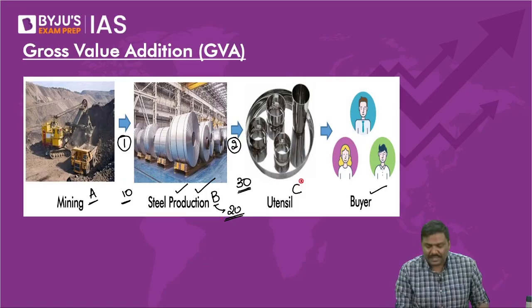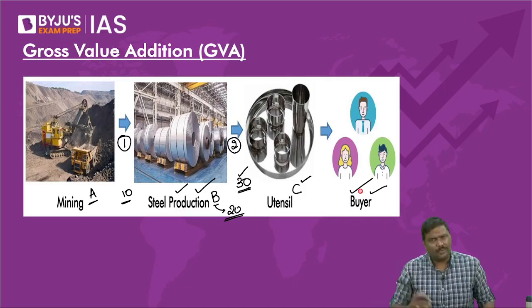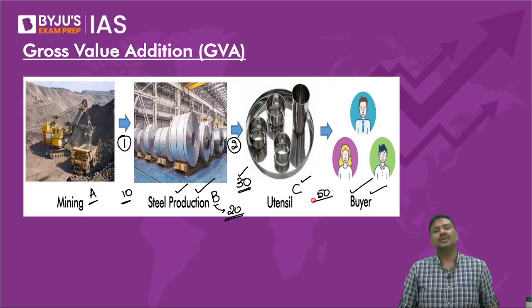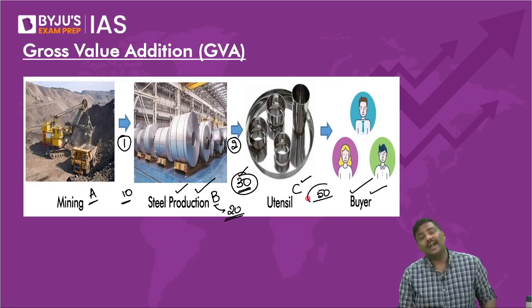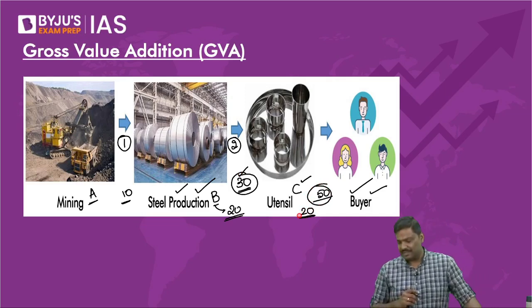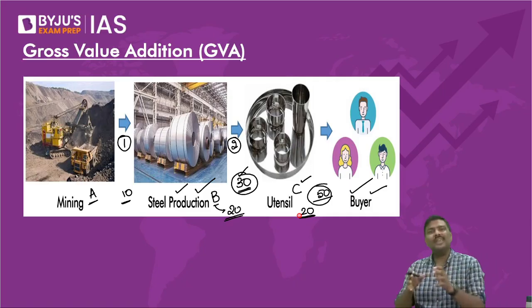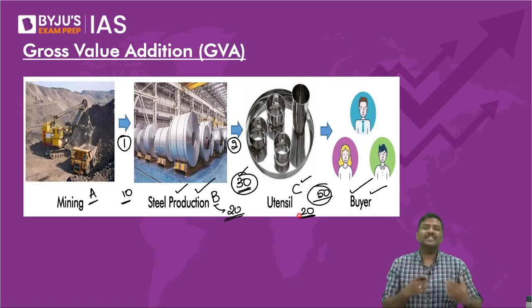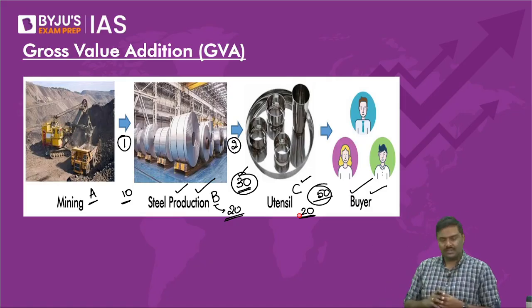And company C will purchase it at 30 and will sell it to a buyer. Of course, not at 30. They will sell it, let's say, at 50 rupees. So they have purchased it at 30 and sold it at 50. What is the value addition? 20 rupees. Now, some of you might be asking, sir, why are we doing it like this? Why not simply take all the goods which are produced and use them for the calculation of GDP?